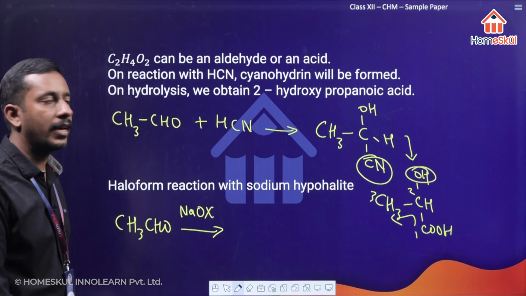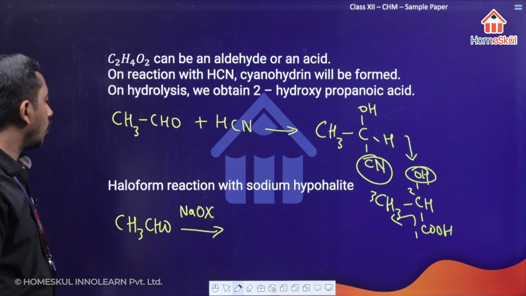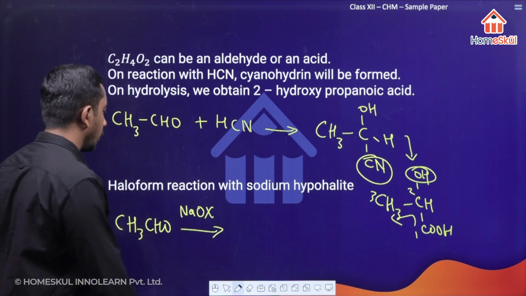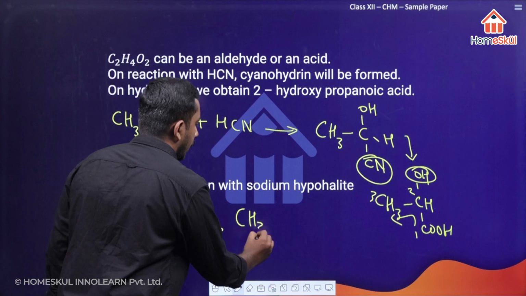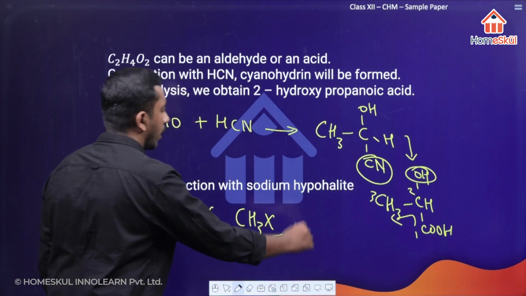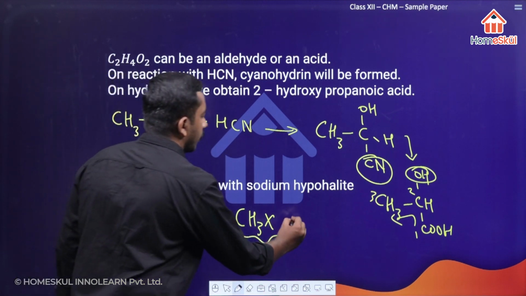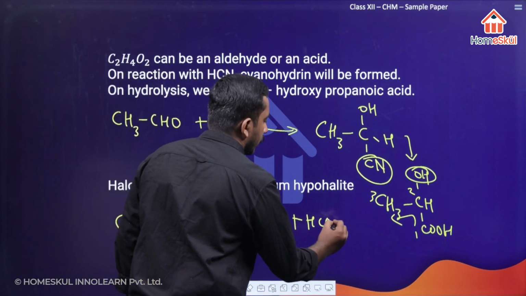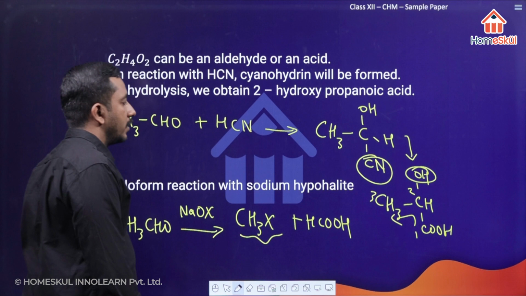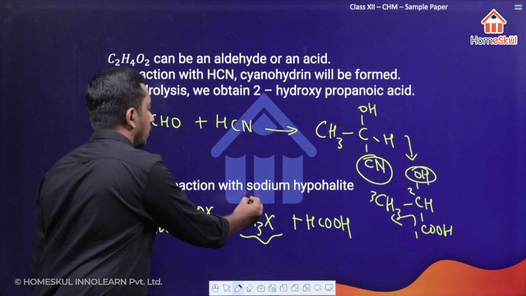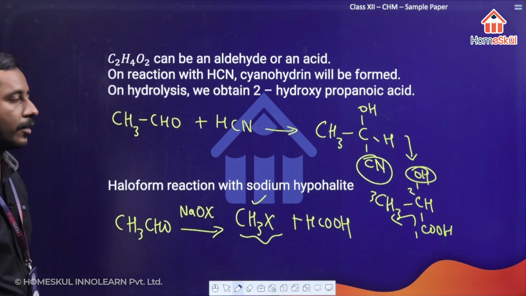NaOX, that is sodium hypohalide, and we will be obtaining haloform. So in this case, CH3X will be formed as the product. That is CH3X, which is our required haloform, and the corresponding carboxylic acid from the remaining part, that will be formic acid or HCOOH. So this is the haloform reaction that is happening, and this is the haloform that we have obtained as an end product.